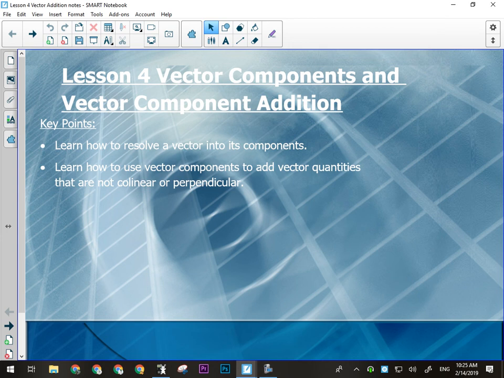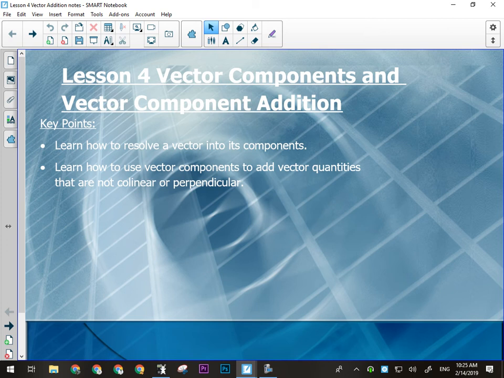Okay, so yesterday we went over the basics, or the fundamentals, of vector addition, right? And that is that we represent vectors with an arrow. The length of the arrow represents the magnitude of the vector. The arrow points in the direction the vector is supposed to be going. All right, so those are things we have to remember.